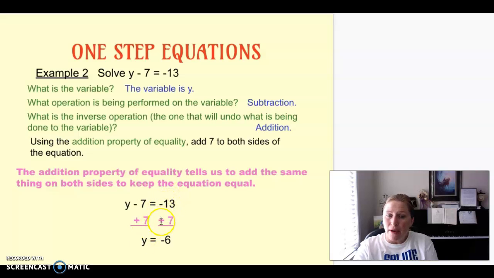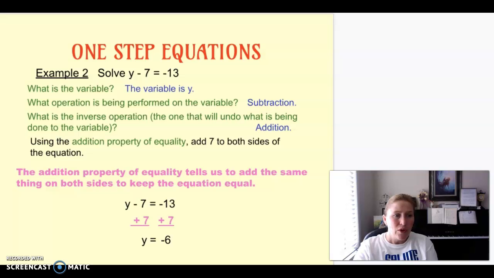Now I have to add 7 to this side of the equation as well. And remember, these are different signs, so I need to find the difference. The difference between 13 and 7 is 6. And I keep the sign of the larger integer. So 13 is more than 7, so I have to keep the negative. So it's negative 6. I find the difference and I keep the sign of the larger integer.